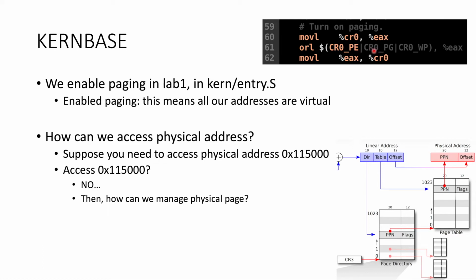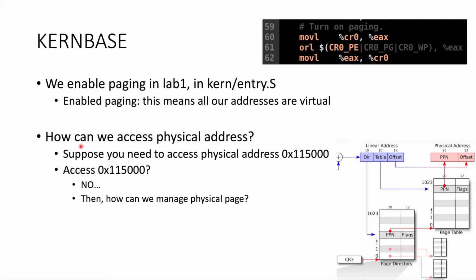So the CR0_PG is the enable bit for paging. We move that to EAX, and EAX to CR0, and that enables paging. Enabling paging means that all our addresses will become virtual. So the CPU will never allow you to directly access a physical address after enabling paging. That means you cannot access physical addresses.